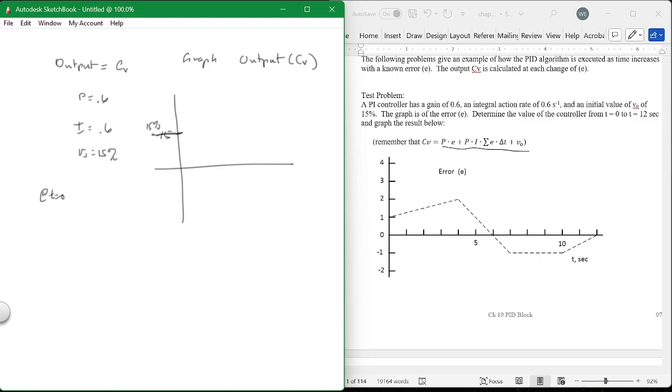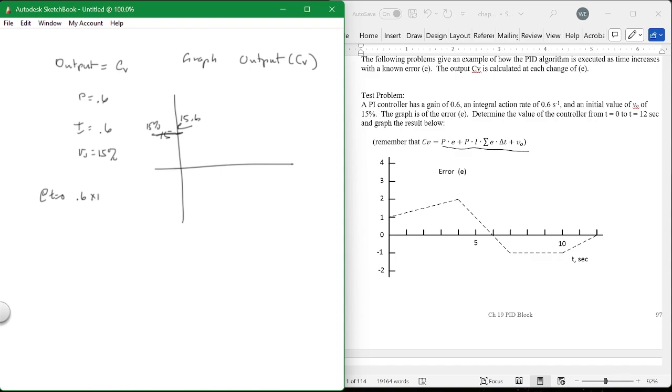What do we have? We have an error of 1, so it's 0.6 times 1, and that is it because there is no integral of the error. There is nothing under the curve, there's no integral of the error term. So it's 0.6 times 1 plus 15, or 15.6. So it jumps to 15.6 at t equals 0. Does everybody see that? So at t equals 0, it jumps from 15 to 15.6.